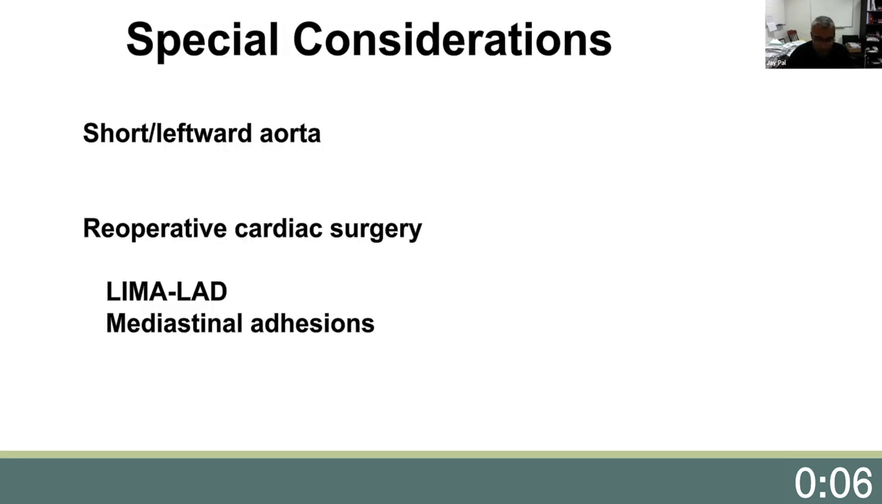Each of these conditions poses technical challenges, but with experience they are doable. A short or leftward aorta is more easily exposed through an upper hemisternotomy. But if you choose to do a right thoracotomy, you can usually pull the aorta far enough over with enough pericardial retraction sutures. Reoperative cardiac surgery is another challenge. I used to avoid patients with patent LIMA grafts, but now feel that I can navigate around it safely. Mediastinal adhesions can often be mobilized from the posterior sternum along the acute margin of the heart.